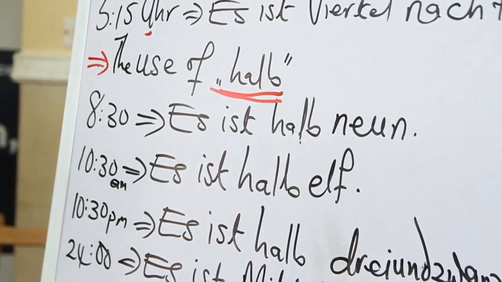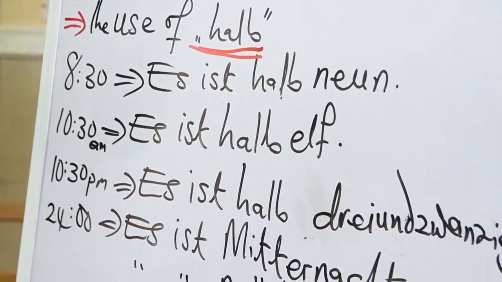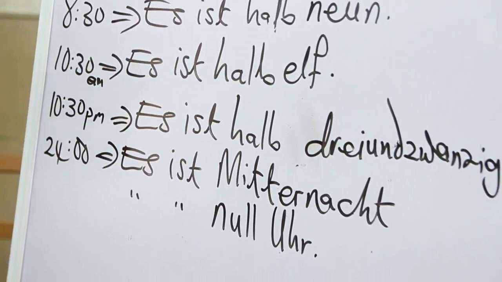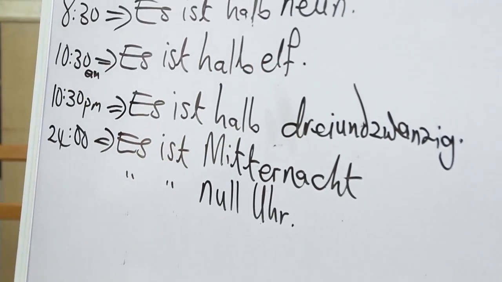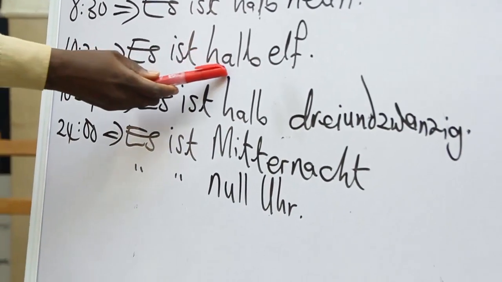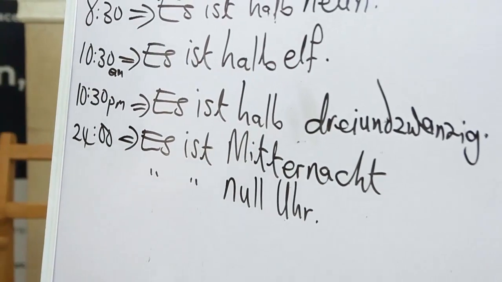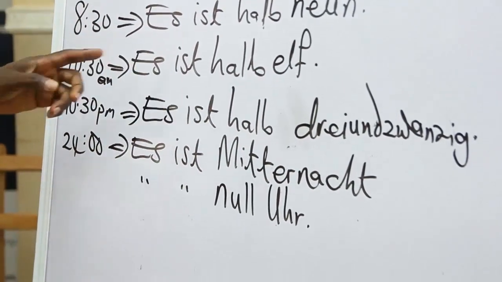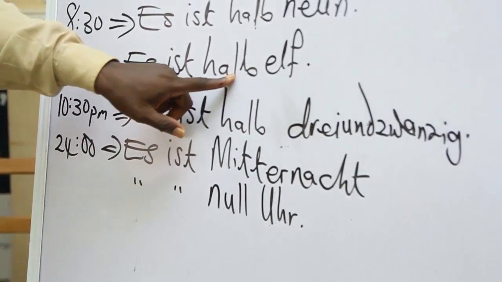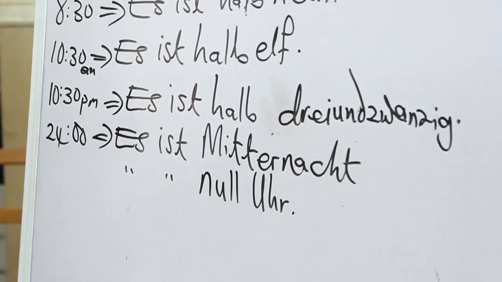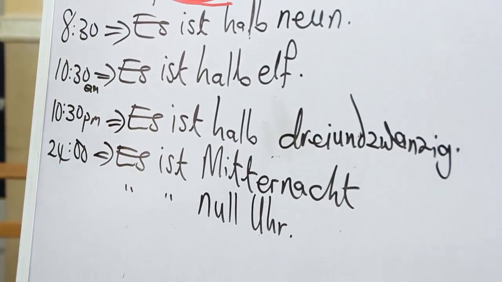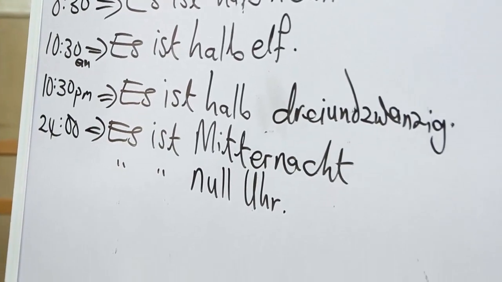Then we see 10:30, of course we have been talking about AM. So 10:30 AM, es ist halb 11. That is, it is half an hour to 11 o'clock. So you mention the next hour. Then we'll come to the PM. Well, this is a bit interesting, I want you to follow on.